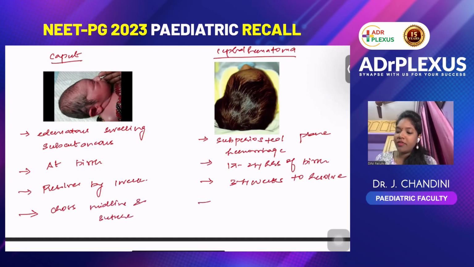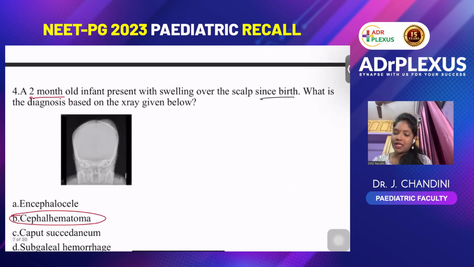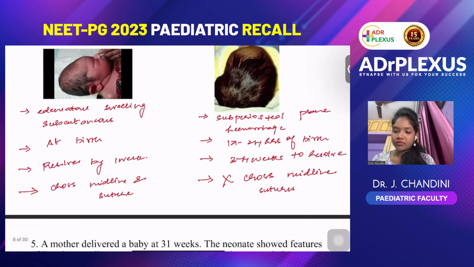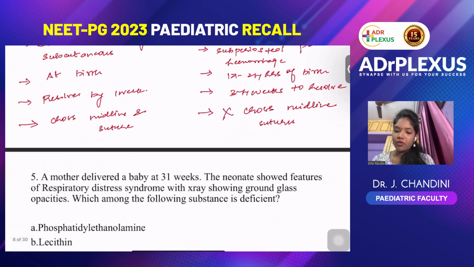Okay. Whereas cephalhematoma cannot cross the midline. That is why it is a localized swelling. They cannot cross the midline and sutures. So with these points, we can know that this X-ray is nothing but cephalhematoma. Why? Because the first point, it is localized in the parietal area. The next point, in the history, it is a 2-month-old baby. If it were caput, it would have disappeared by now. Whereas this cephalhematoma is still present. Okay, so this is nothing but cephalhematoma. Clear? Now, going to the next question.